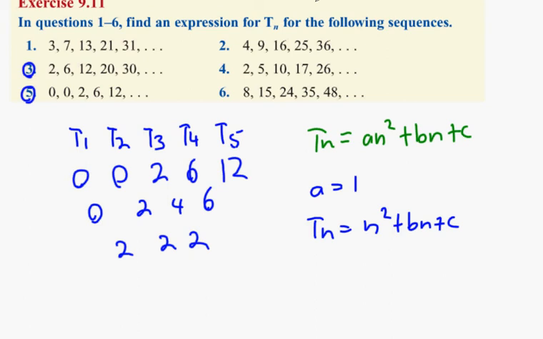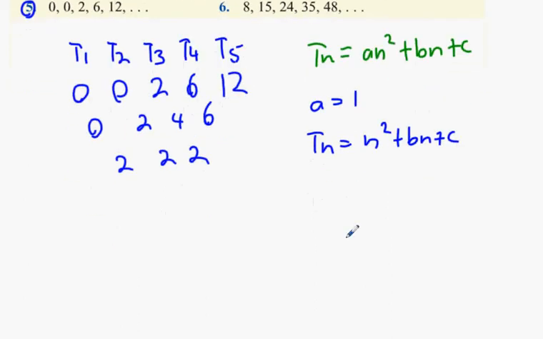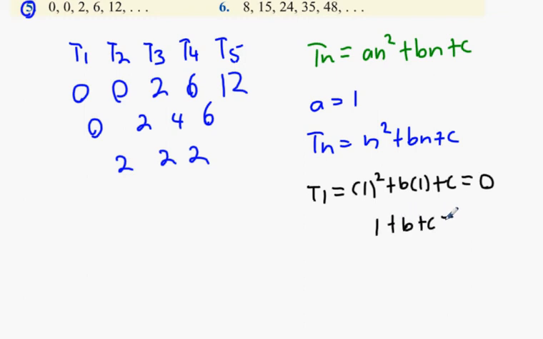Next thing after that, guys, we're going to have to do t1 and t2 again. T1, so replace n with 1, what do you get? And that will equal, what is t1? 0. 1 plus b plus c equals 0. What happens when you move the 1 over to your side? Minus 1.